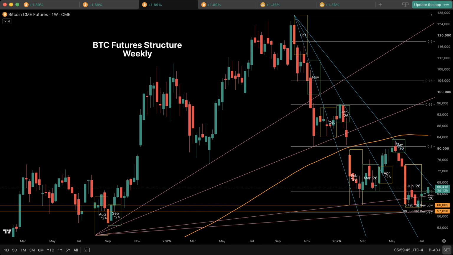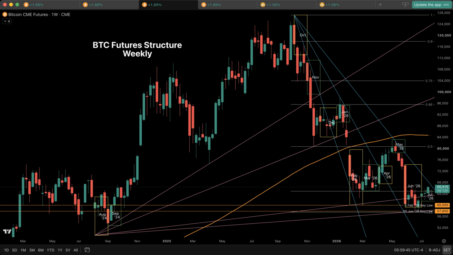The lower side gives reaction. The upper side gives rejection. The middle gives friction. When price is near the lower side, shorts become dangerous if they come late. When price is near weekly 0.33, longs become dangerous if they come late. The weekly chart forces adaptation. Not one bias. Not one direction. Line by line. Session by session.